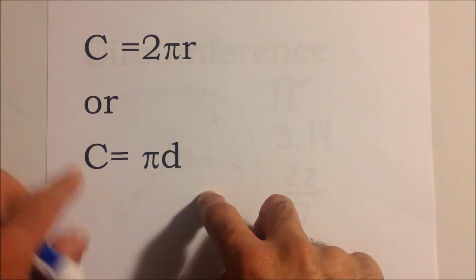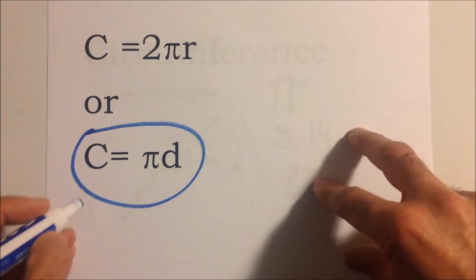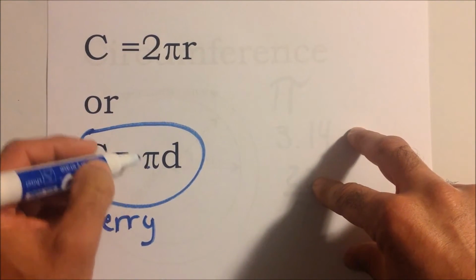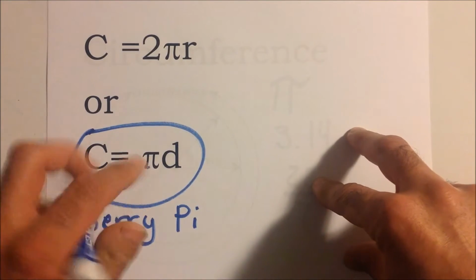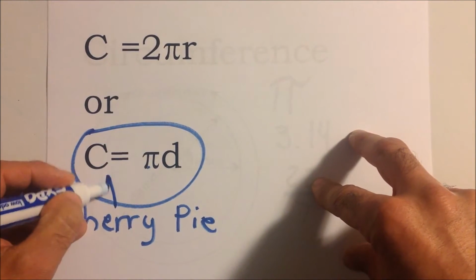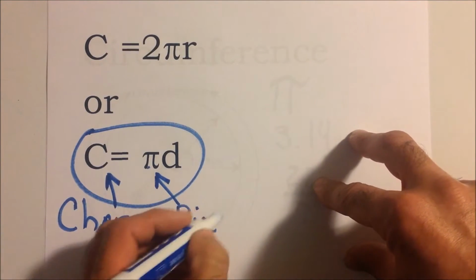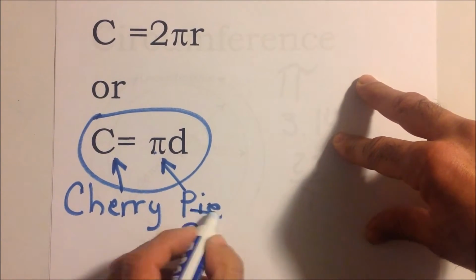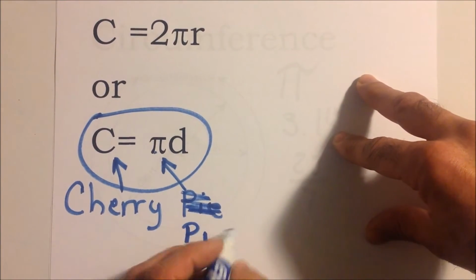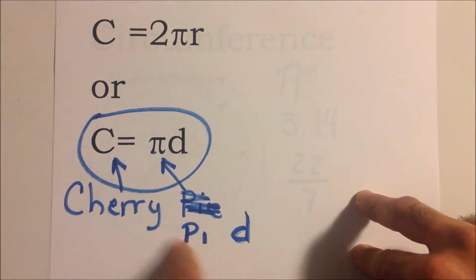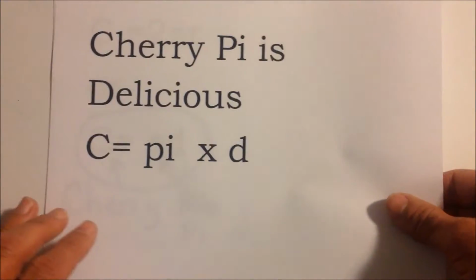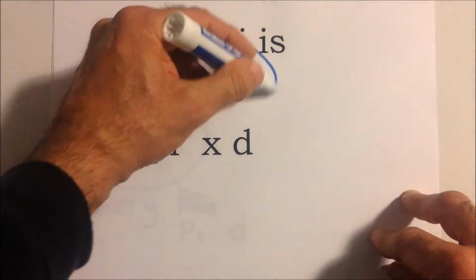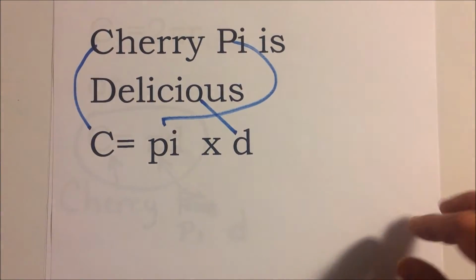Now there's an easy way to remember this one. It's cherry pie. C is for cherry, and the P, that's the pi. So cherry pi, right? What they do here is, instead of writing it PIE for pie, it's just PI. So cherry pie is delicious. That's what the D is. Cherry pie is delicious. So if you want to do the circumference formula this way, cherry pie is delicious.